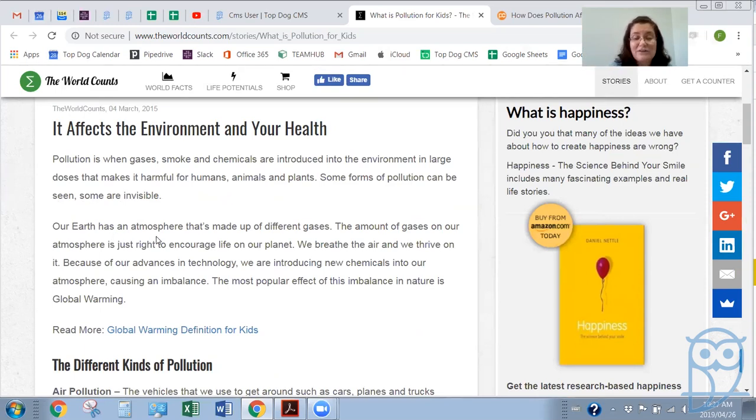Our Earth has an atmosphere that's made up of different gases. The amount of gases in our atmosphere is just right to encourage life on our planet. We breathe the air and we thrive on it. Because of our advances in technology, we are introducing new chemicals into our atmosphere, causing an imbalance. The most popular effect of this imbalance in nature is global warming.